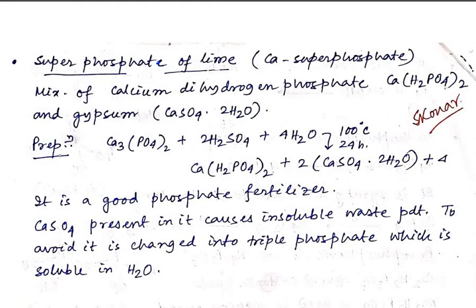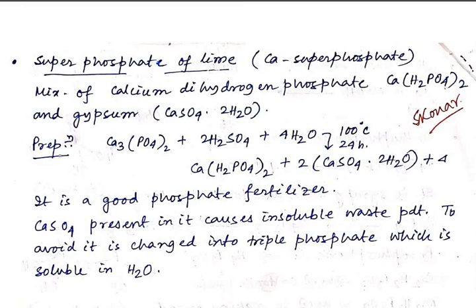What is the superphosphate of lime? इसको हम लोग कैल्शियम सुपर फॉस्फेट भी बोलते हैं. दैट इज द मिक्सचर ऑफ द कैल्शियम डाइहाइड्रोजन फॉस्फेट, दैट इज Ca(H2PO4)2 एंड जिप्सम. जिप्सम इज द कैल्शियम सल्फेट dihydrate. Okay, so that is the CaSO4.2H2O. So the mixture of the calcium dihydrogen phosphate, that is Ca(H2PO4)2 and the gypsum, this mixture is known as the superphosphate of lime. So how can we prepare the superphosphate of lime?